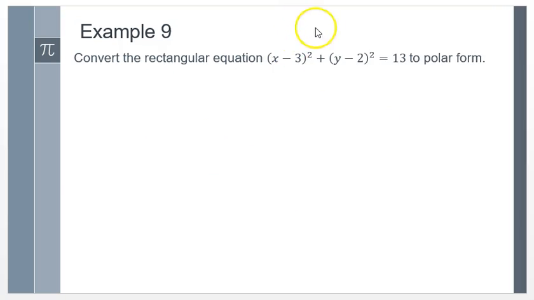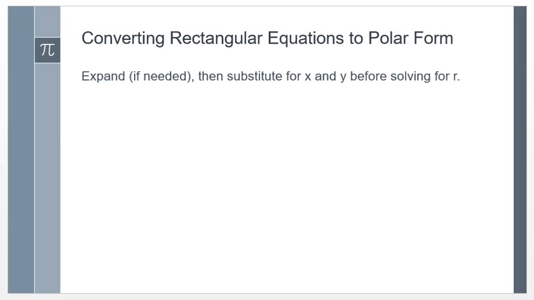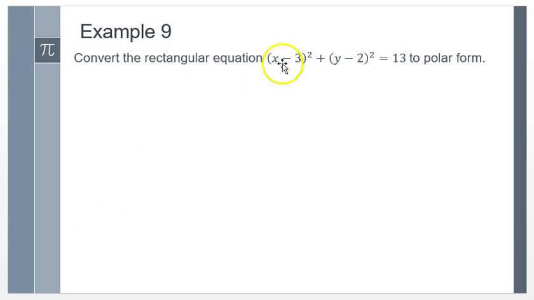So now this one does have some binomials being raised to the second power. So if you look back at the instructions I gave you, I said expand if needed. This is when it is needed. It is when you have some stuff inside parentheses being raised to a power. So we're going to FOIL that out. We're going to distribute it out. Then we'll do our substitutions and start solving for r.